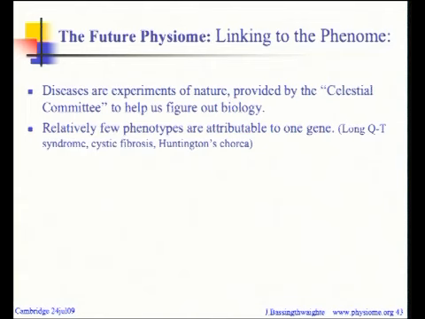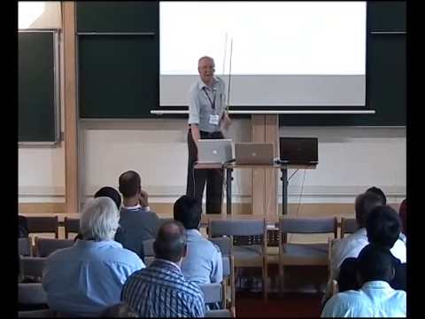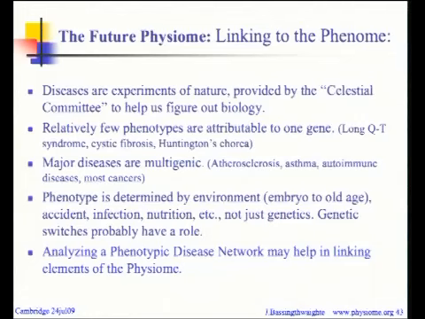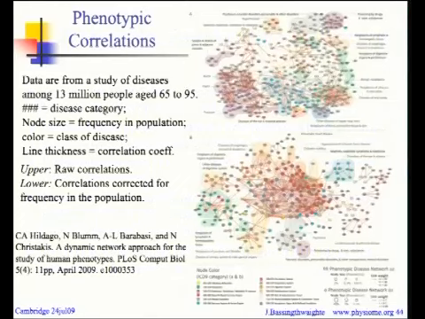Linking to the phenome. Diseases are experiments of nature. The Celestial Committee, that would be intelligent design, that would be evolution. Relatively few phenotypes are attributed to one gene. Cystic fibrosis is a good example. Huntington's would be another. But major diseases are multigenic. Phenotype, as Dennis has carefully explained to us, is determined by environment, accident, infection, nutrition, not just genetics. There's lots of switching going on at crises in lives that change the transcription situation over time.